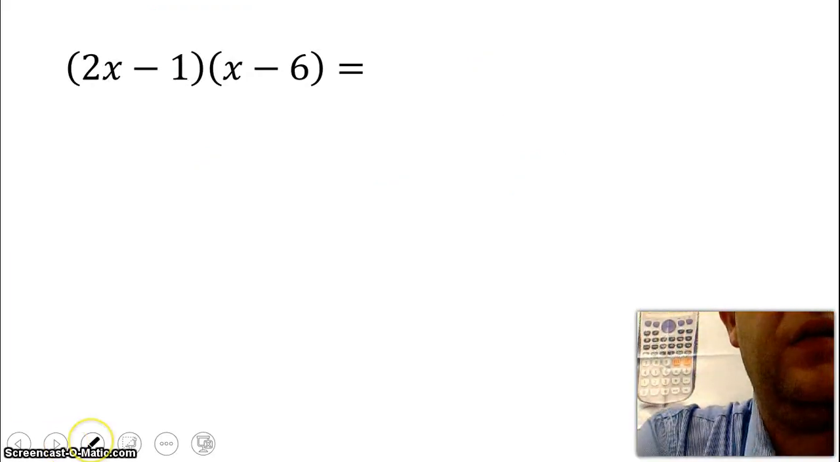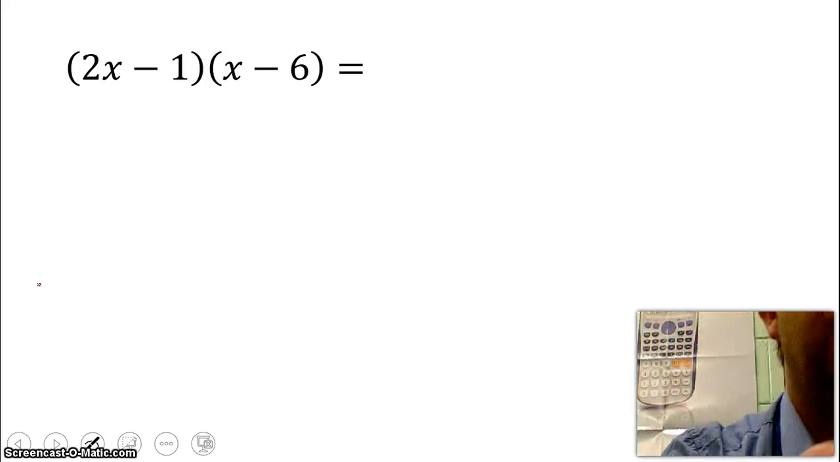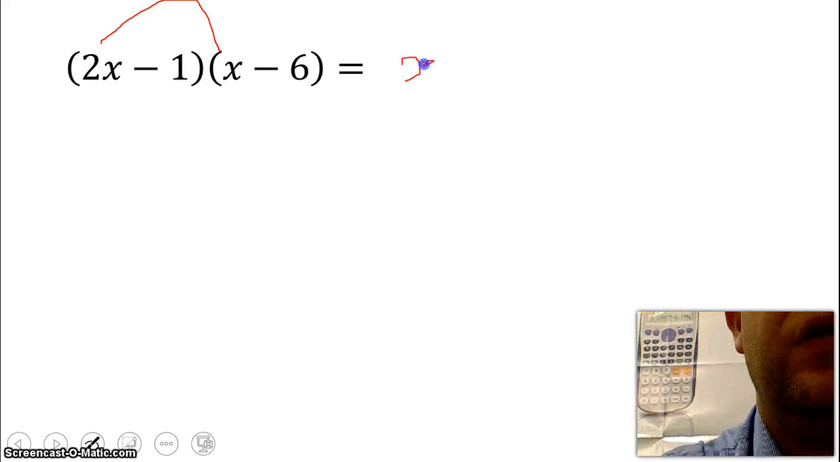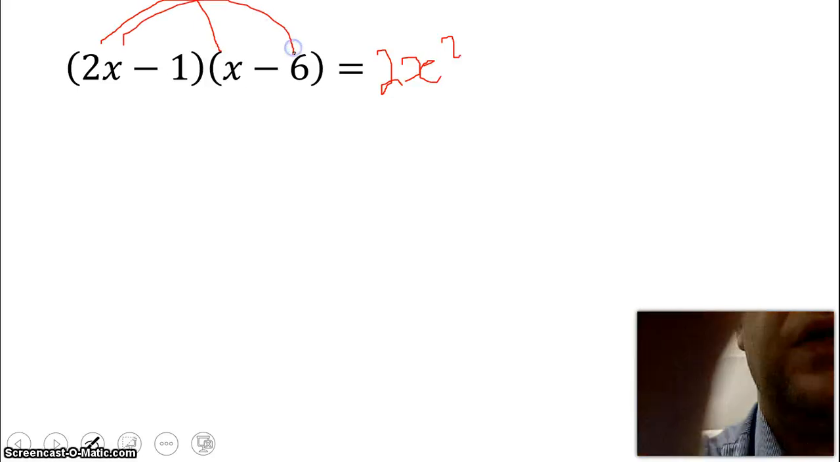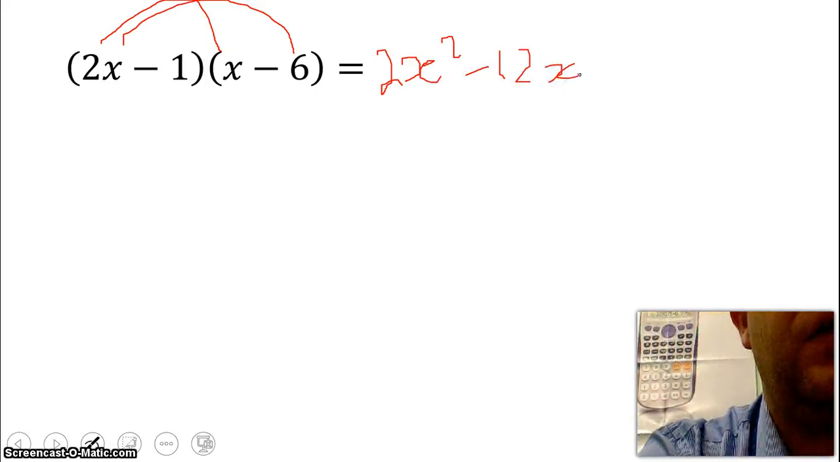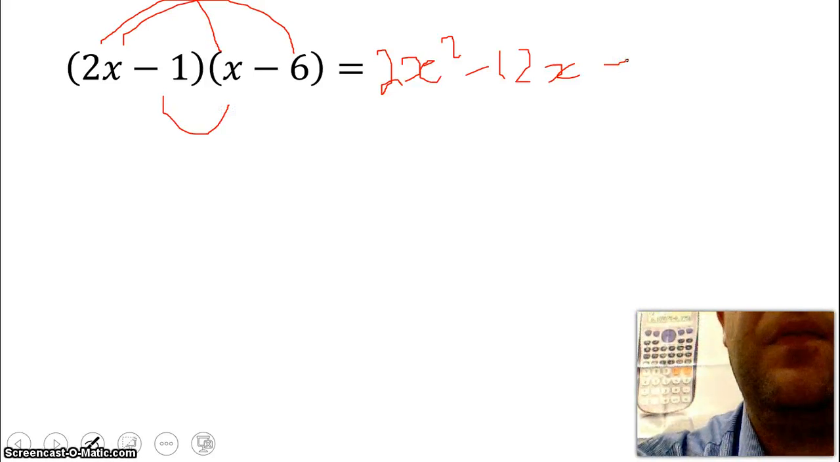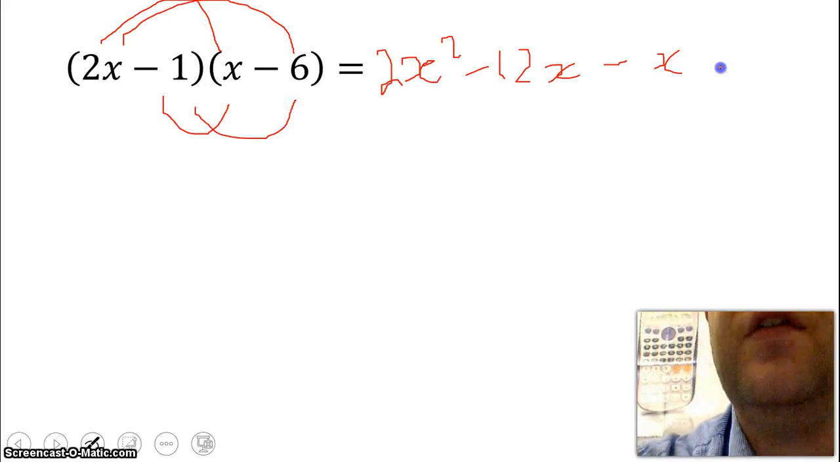A little bit harder one, we've now got a 2 in front of the x, so same process. 2x times x is 2x squared. 2x times minus 6 is minus 12x. Minus 1 times x is minus x. And minus 1 times minus 6 is plus 6.